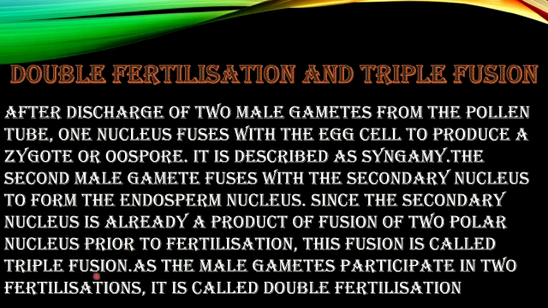Two male nuclei with one female nucleus is called triple fusion. As the male gametes participate in fertilization twice, we call it double fertilization. One male nucleus fuses with the egg cell to produce the zygote, and another male nucleus fuses with the secondary nucleus to form the endosperm nucleus. As the fertilization is taking place twice, we call it double fertilization.